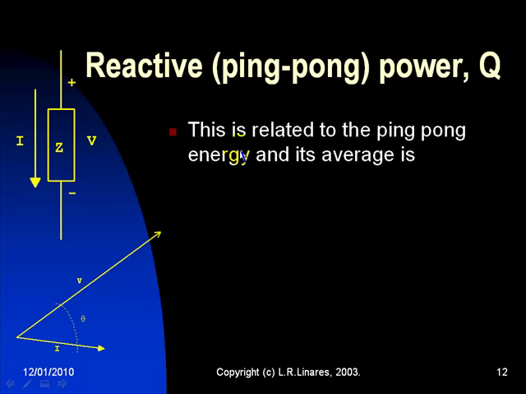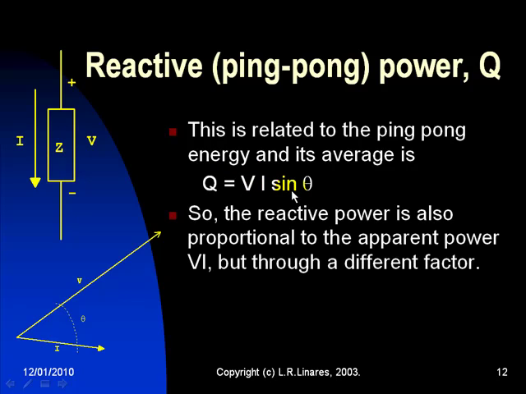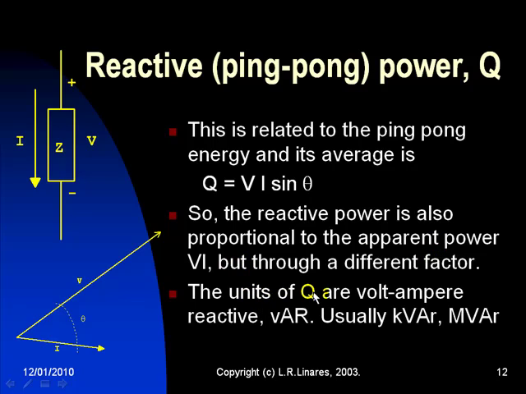This is related, as I said, to the ping pong energy, and the average is VI, the apparent power, times sine of the same angle theta. The reactive power is also proportional to the apparent power VI, but through a different factor. The units of Q are volt ampere reactive. Again, unit-wise, they are watts. VAR is only a convention to say that this is not average power, but is the reactive power.